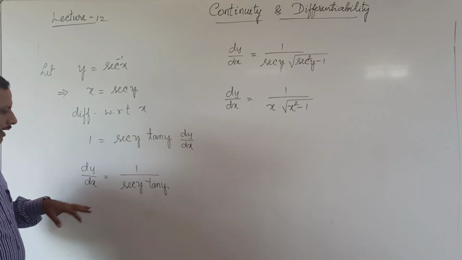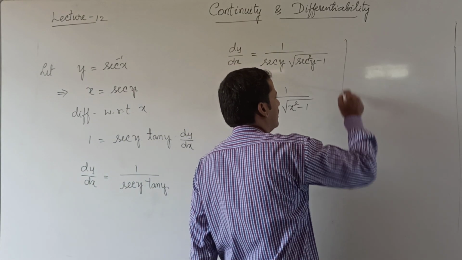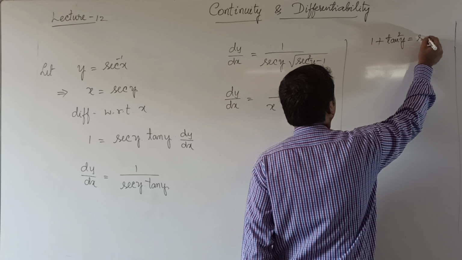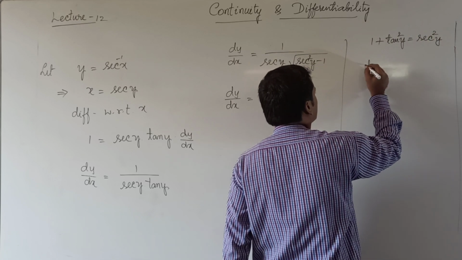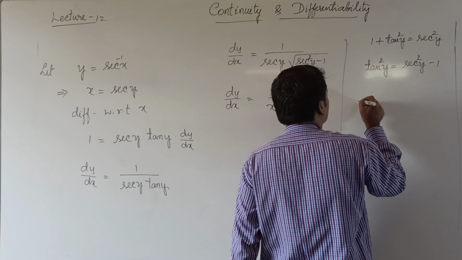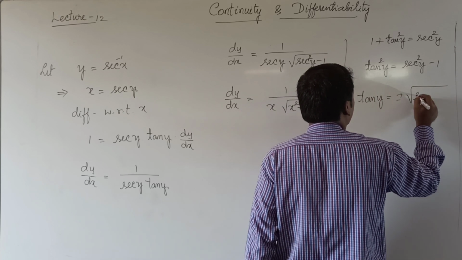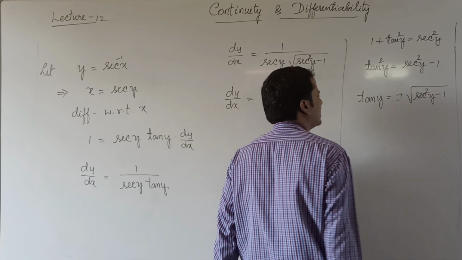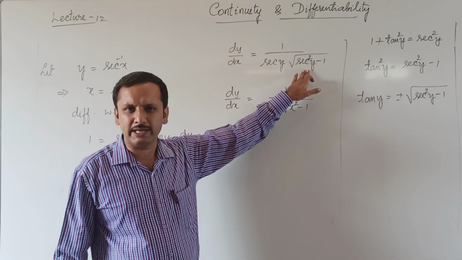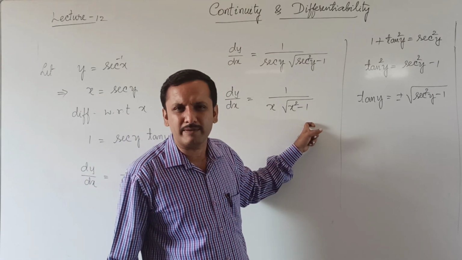Okay? Now, see, I wrote tan y as root of secant square y minus 1. You know this formula, 1 plus tan square y is equal to secant square y. So tan square y can be written as secant square y minus 1. So tan y is equal to plus or minus square root of secant square y minus 1. But here I wrote it as root of secant square y minus 1 only. So I can write this as plus or minus root of x square minus 1.